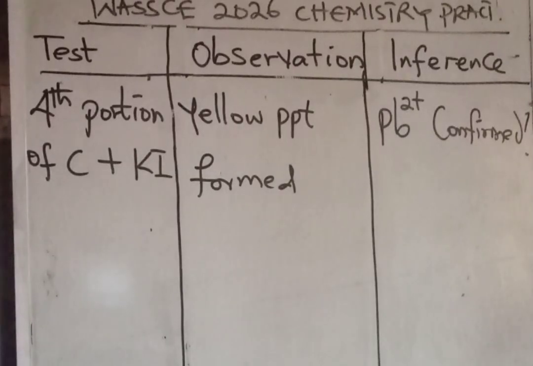Now, out of these three major tests that I have discussed with you, be expecting one or two to come out in this exam. That's my prediction. Remember, test number 1 is the test with sodium hydroxide and aqueous ammonia. The second one is the test with dilute hydrochloric acid. And the third one is the test with potassium iodide. Amongst these three tests, one will certainly come out.